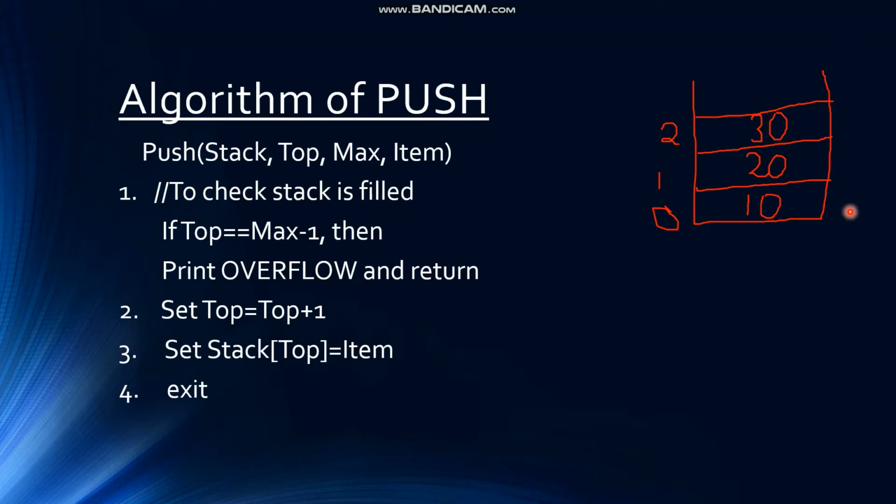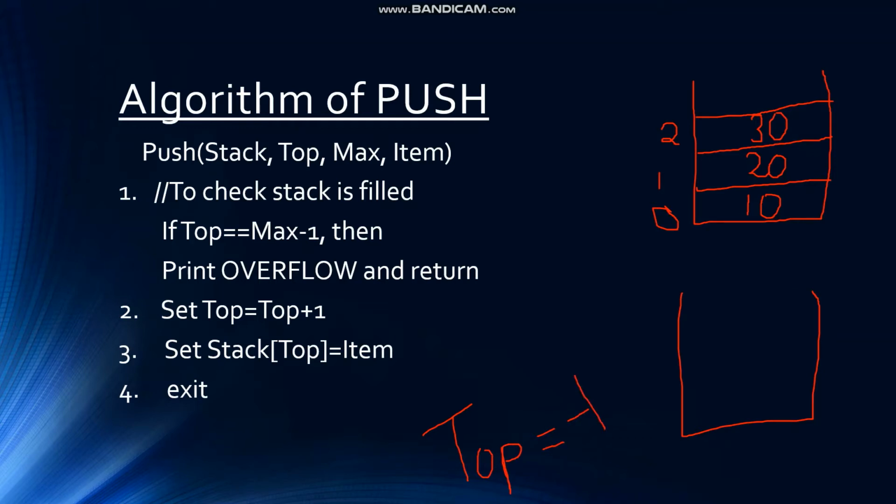Okay, now this is the condition for overflow. To check the overflow condition, what is the condition? The top double equals to max minus 1, or size minus 1. Now, if there is a stack that is empty, initially we should consider the value of top. Initially the value of top is equal to minus 1.